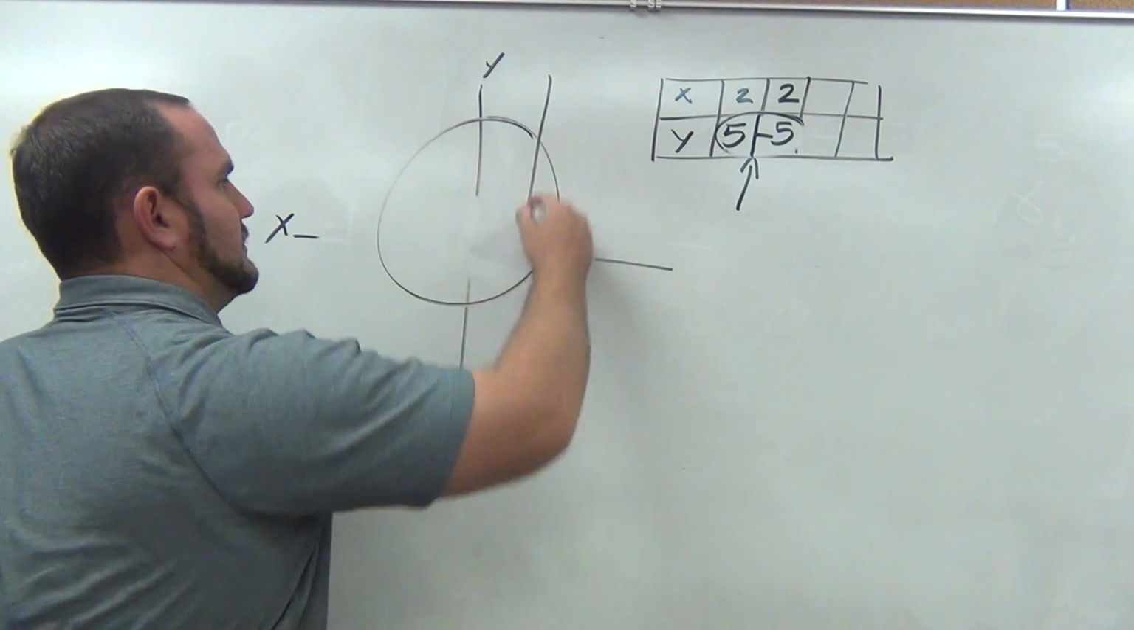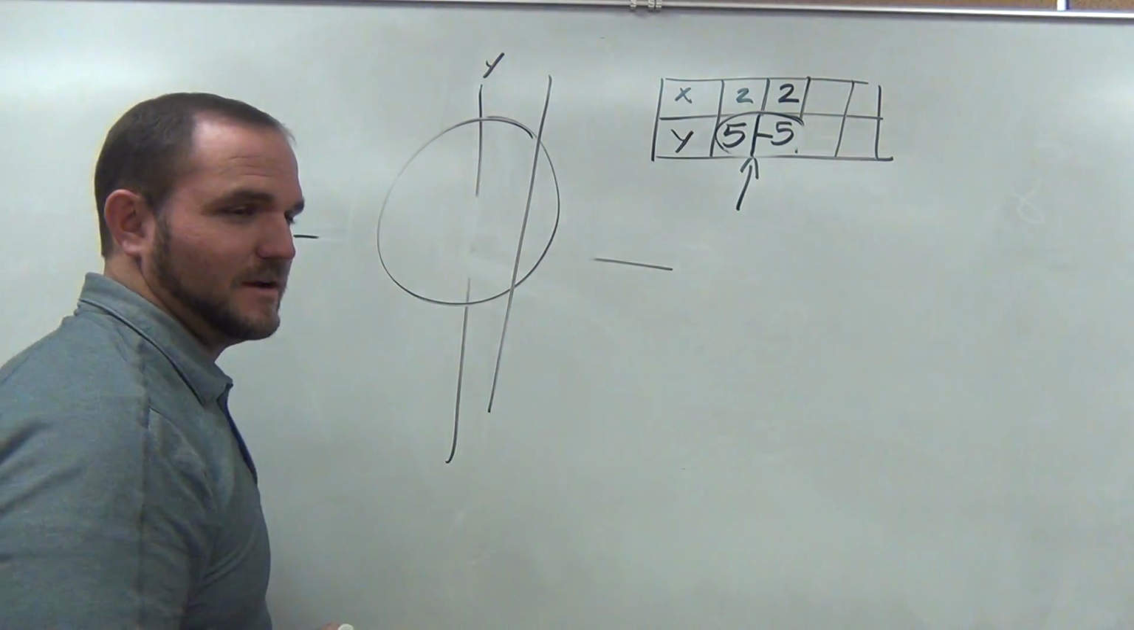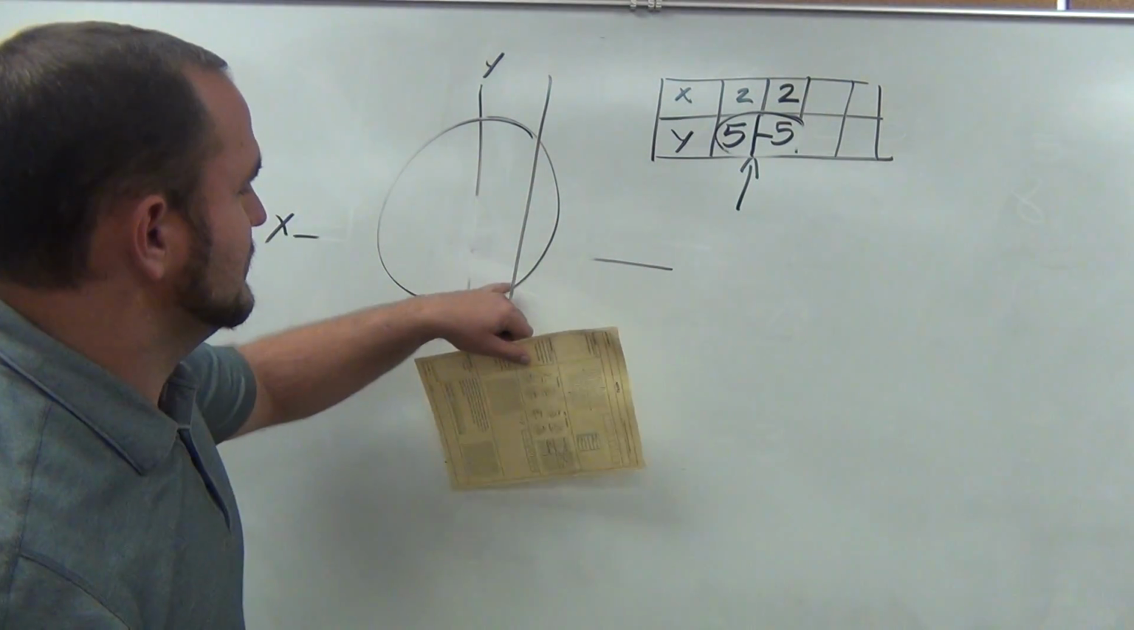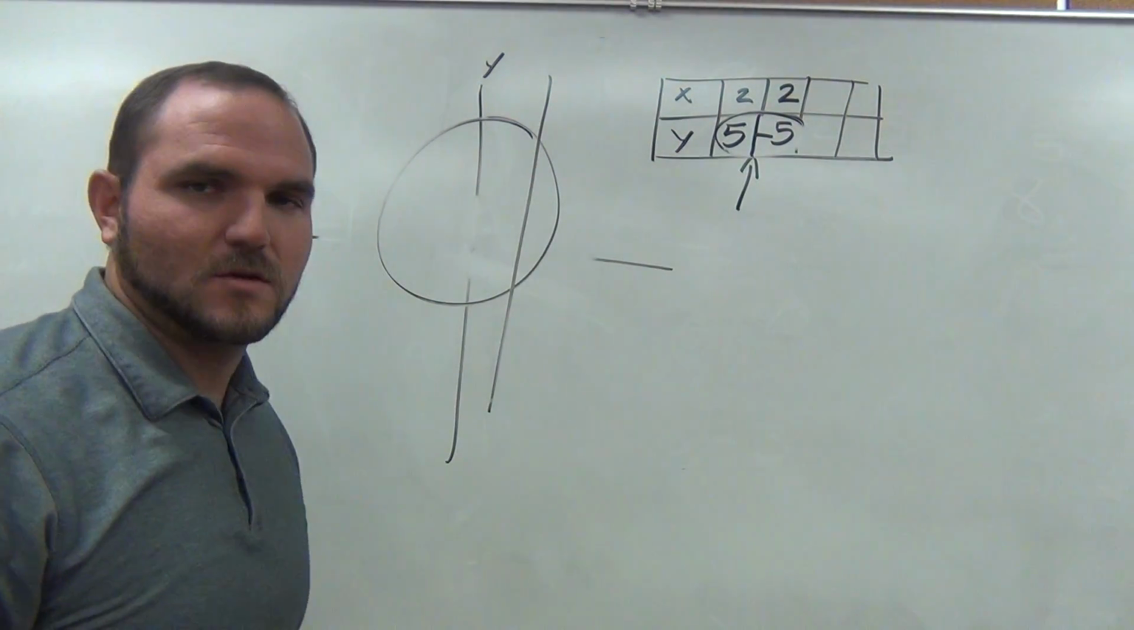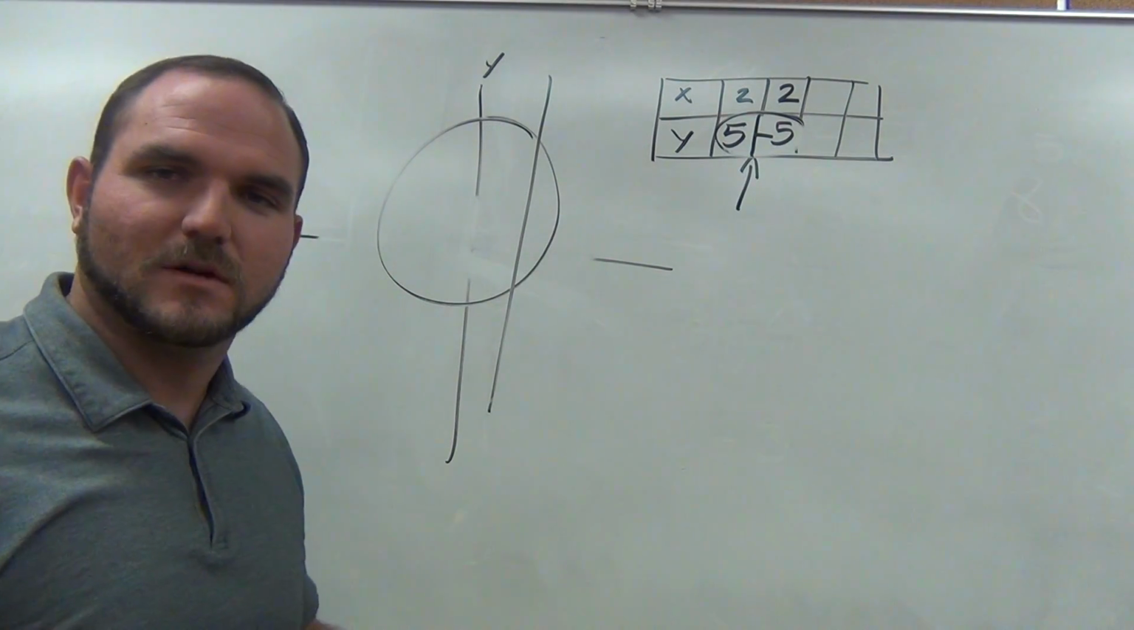So the vertical line test, not the parallel line test, makes it so that you can tell if something is a function or not. And it's a very good visual of being able to do it.